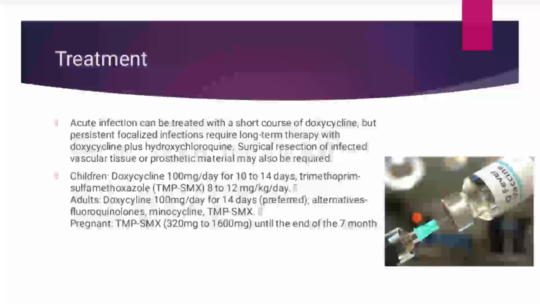Children: doxycycline 100 mg per day for 10 to 14 days, or trimethoprim and sulfamethoxazole 8 to 12 mg per day. Adults: doxycycline, fluoroquinolones and macrolides, and trimethoprim and sulfamethoxazole are used for adults. And pregnant women: trimethoprim and sulfamethoxazole, treated at 320 mg to 1600 mg until the end of the 7th month.